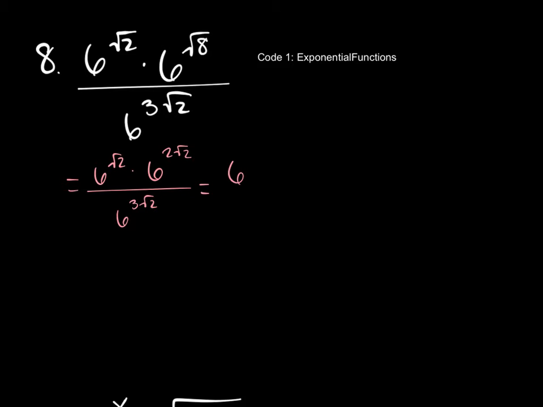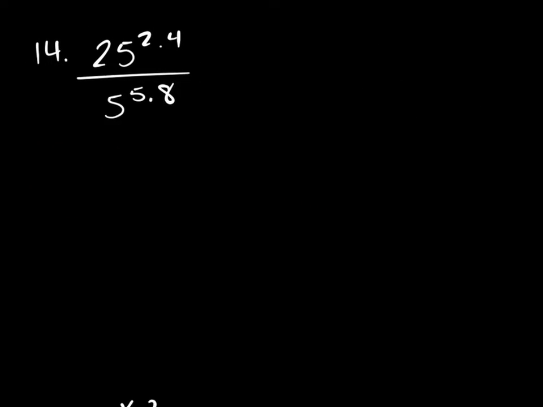So we've got 6 to the 3 root 2 over 6 to the 3 root 2. What does that look like? That's right, it's the same number over same number, so it's 1. Okay, let's move on.